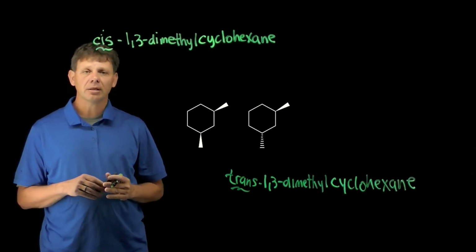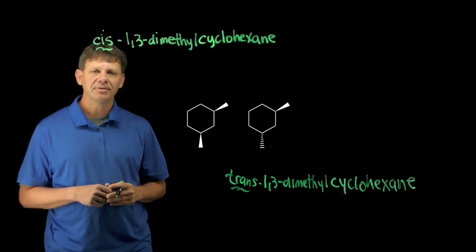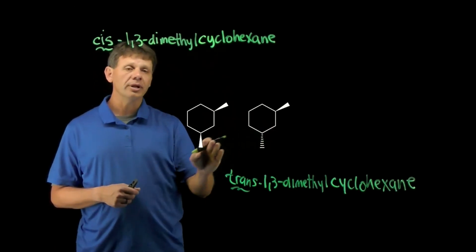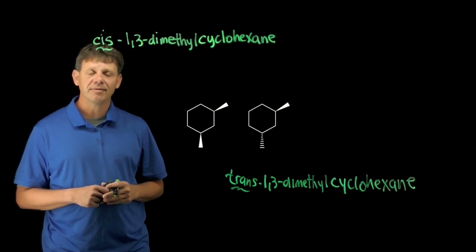Cis meaning the two methyl groups are on the same side, trans meaning the two methyl groups are on opposite sides. And now these two different molecules have unique names that identify each of them specifically.